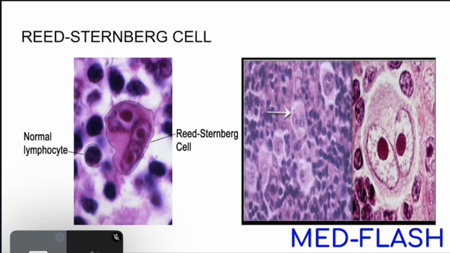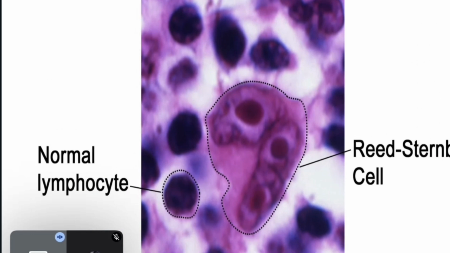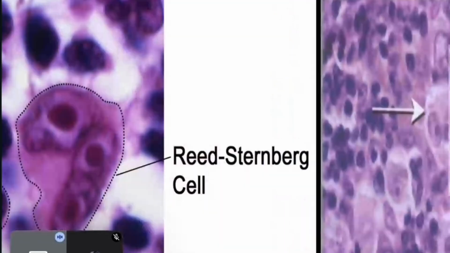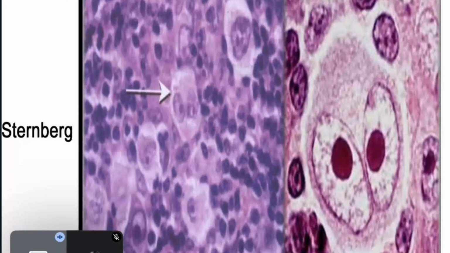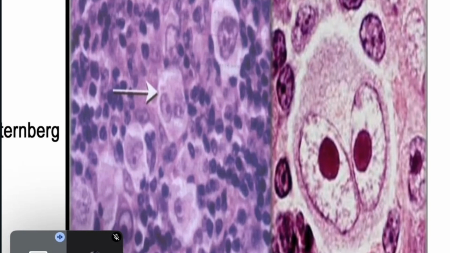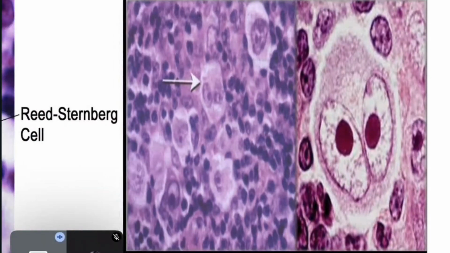Okay, this is how Reed-Sternberg cells look like. Okay, we have a picture. Okay, these are how your normal lymphocytes look, and this is how your Reed-Sternberg cells look. So I'm a kind of person who remembers things by visualizing them. So Reed-Sternberg cells look like those weird aliens staring into your soul with their massively enlarged eyes. So you can see like all the other lymphocytes are normal.